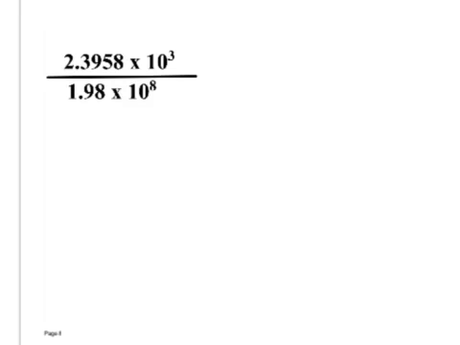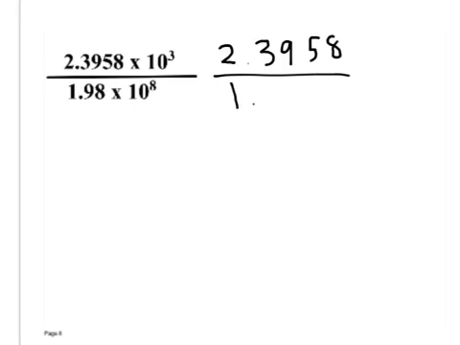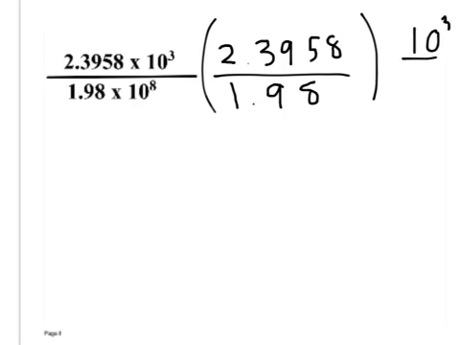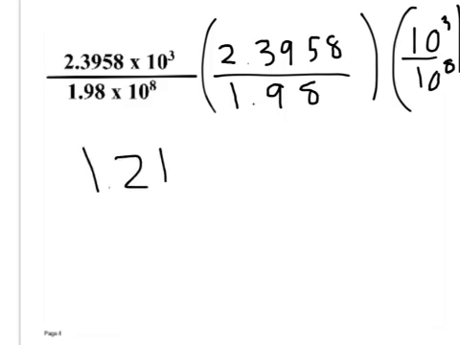Write this down. 2.3958 times 10 to the 3rd divided by 1.98 times 10 to the 8th. So we take 2.3958 divided by 1.98. We also take 10 to the 3rd divided by 10 to the 8th. 2.3958 divided by 1.98 gives me 1.21.